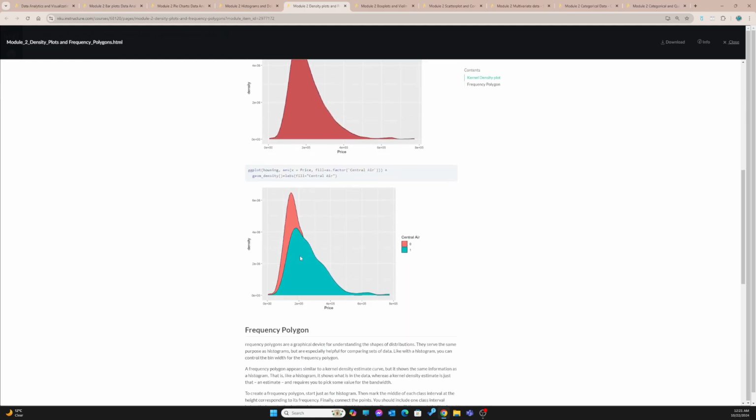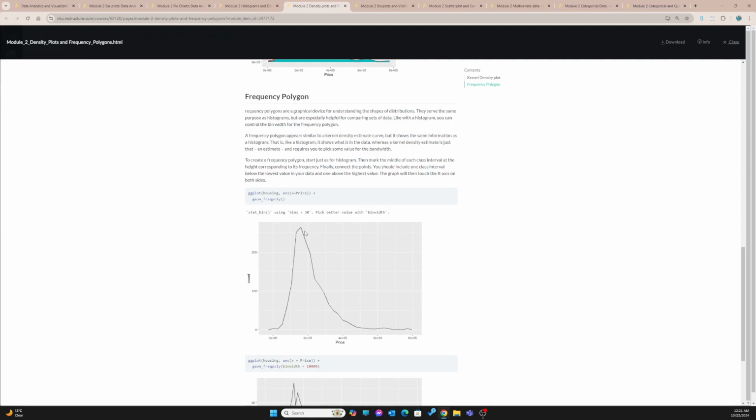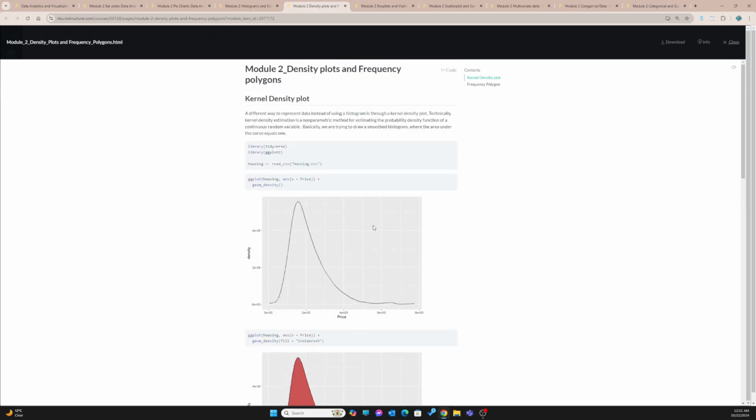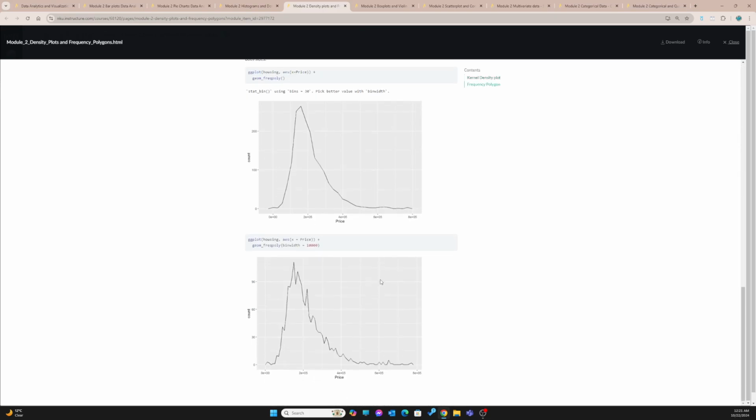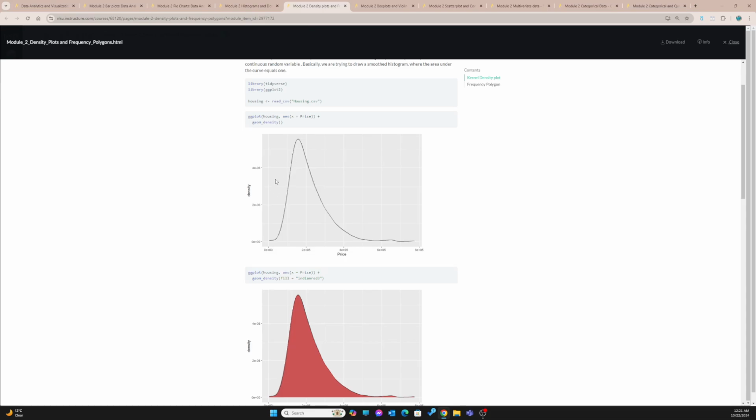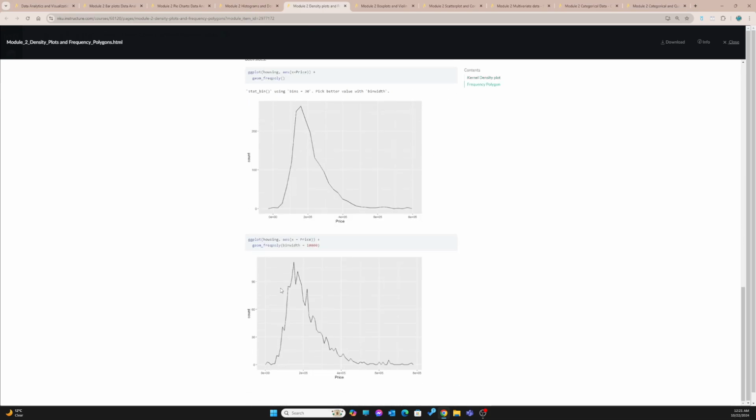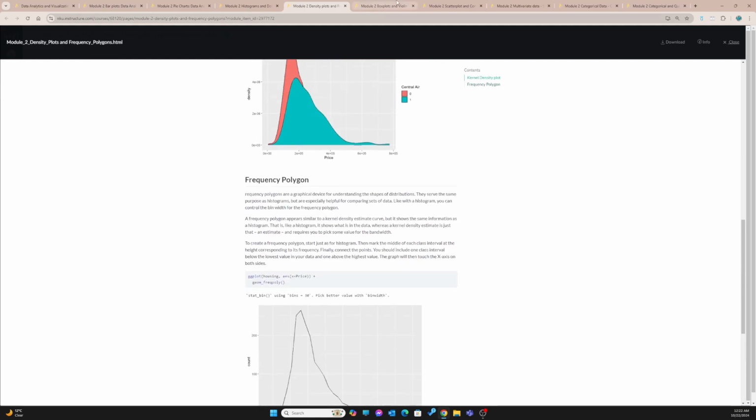All right, you can also do it for different ones. A frequency polygon is kind of similar, but it helps you understand the shape of the distribution. Normally these go together; you would not use one or the other. But this one goes kind of smoothly, and this one has bumps and stuff. See, bumps, bumps, bumps. So that's the difference between a density plot and a frequency polygon.